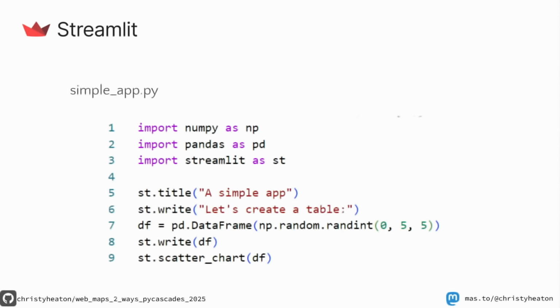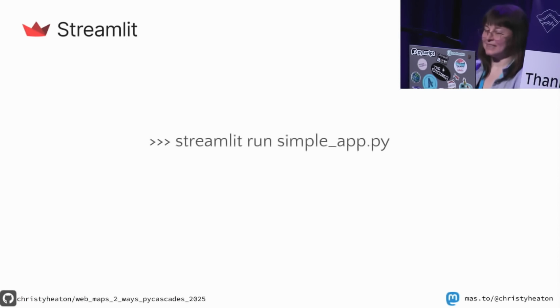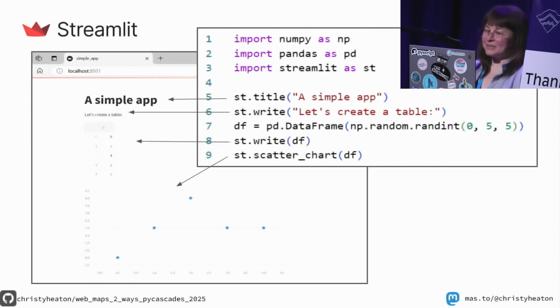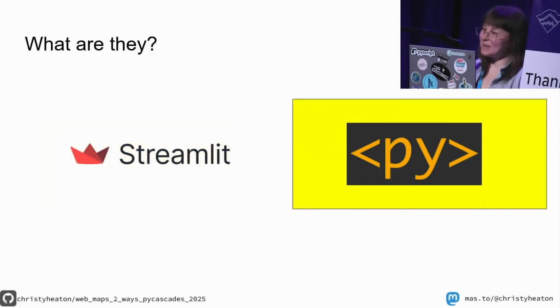So st.title will put a title on the page, st.write will put some text on the page. You can create a data frame and use st.write to put your data frame on the page. And then st.scatter_chart will put a scatter chart of your data frame on the page. To run your new Streamlit app in the terminal, you'd use streamlit run and then the name of your Python file. And then it'll open up in a browser window for you, running locally, and you can see your title, your text, your data frame, and your scatter chart with just 5 lines of code. So that is Streamlit. Now let's talk about PyScript.